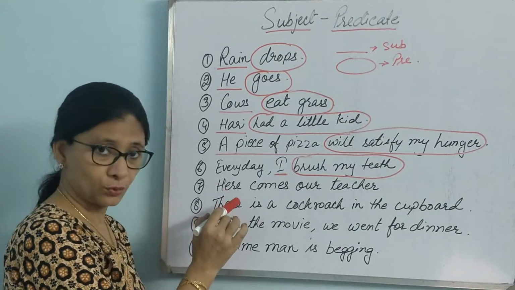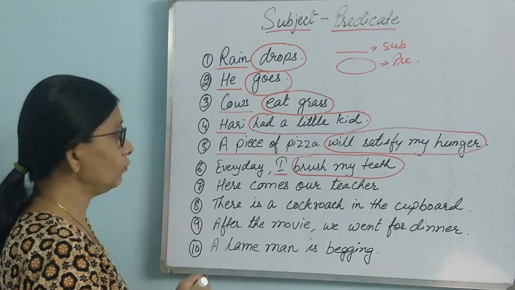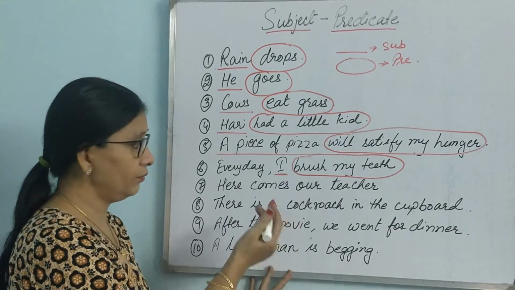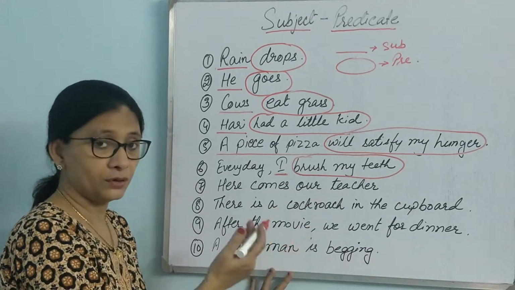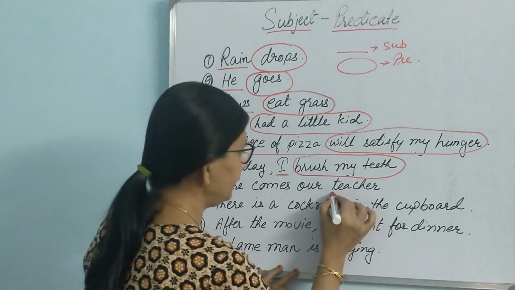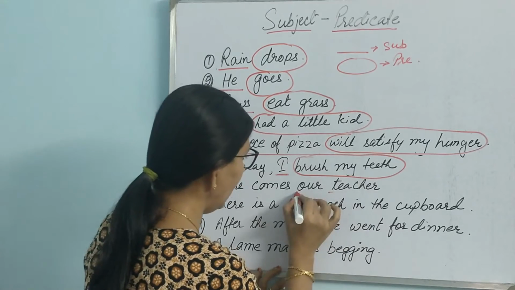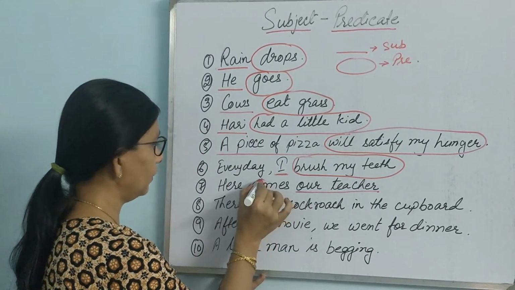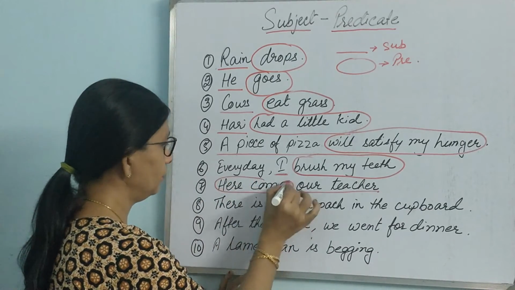Here there is no noun or pronoun, so it cannot be the subject. So what will be the subject here? Here comes our teacher, which is the main part of the sentence, or rather, on whom is the sentence being said? It is said for the teacher. Here comes our teacher, it is the subject, and here comes is the predicate.